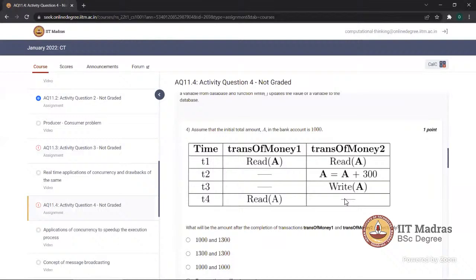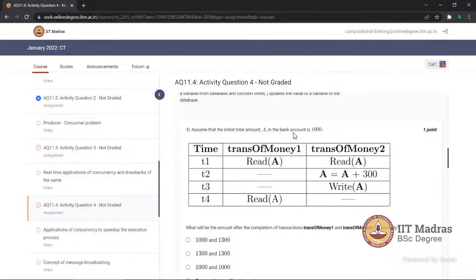You are correct, but that's not actually what you are supposed to do here. Whatever you are saying is correct, but that's not what we are asking in this question. Okay, sir. See, what we are asking is, assume that the initial total amount for A, the current bank balance or account balance, is 1,000 rupees, right? Okay, sir.